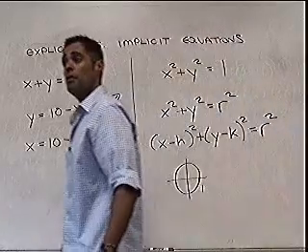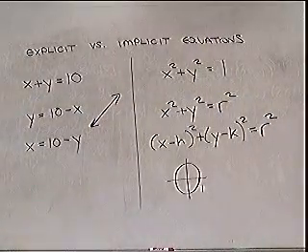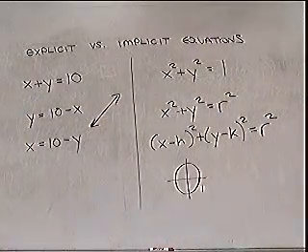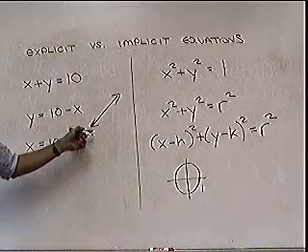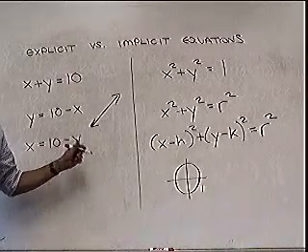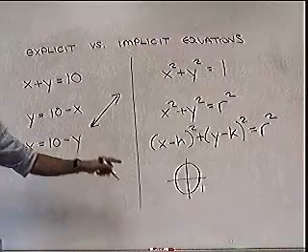Okay, circle radius 1. What's the main difference between those two? This is a function, right? You can look at this as a function because it passes the vertical line test. This is not a function.